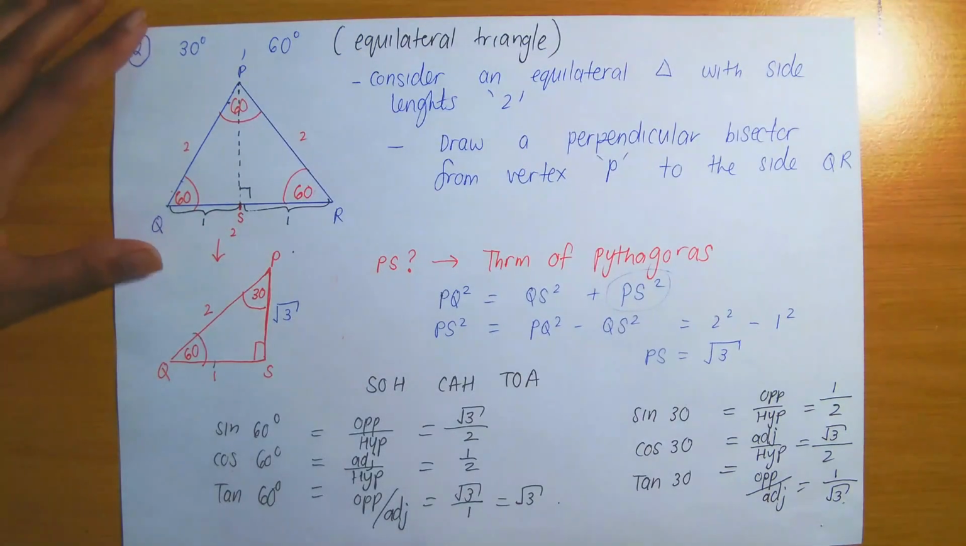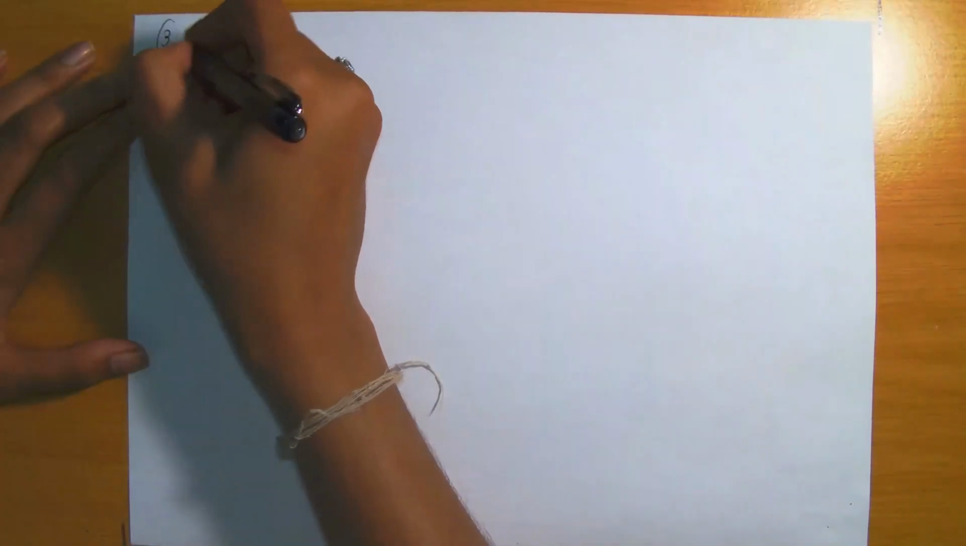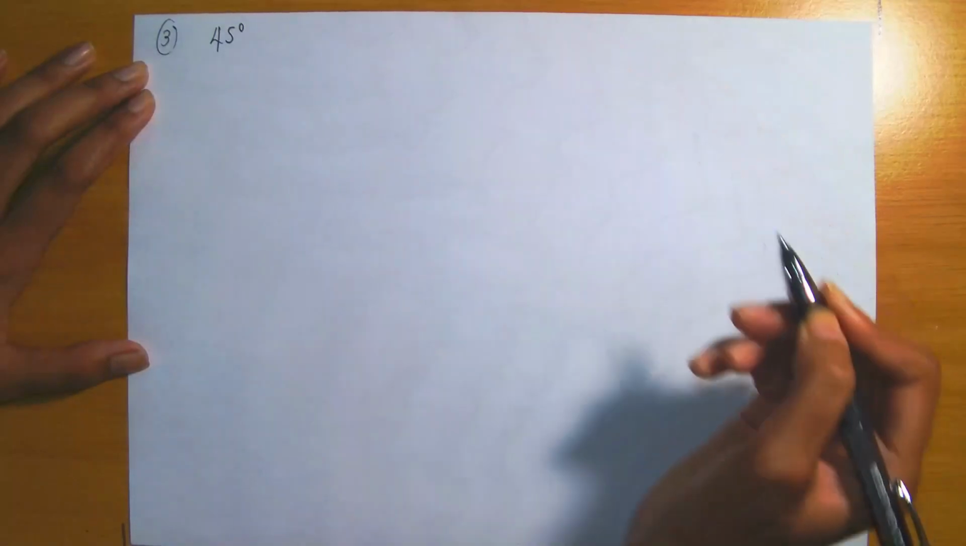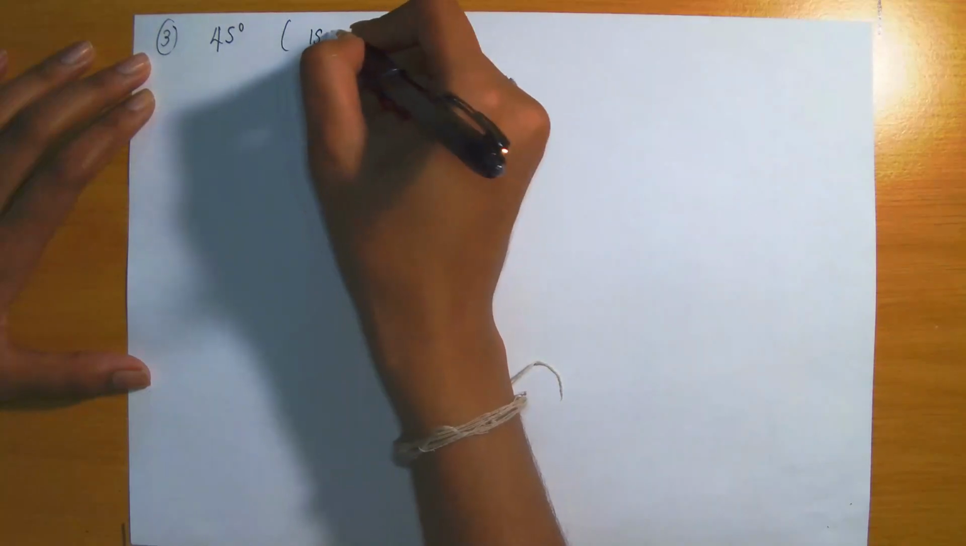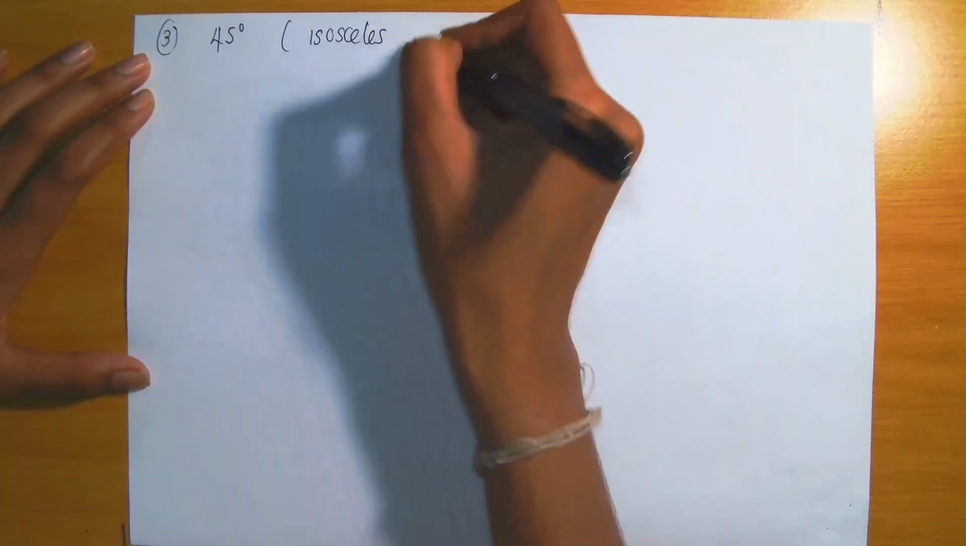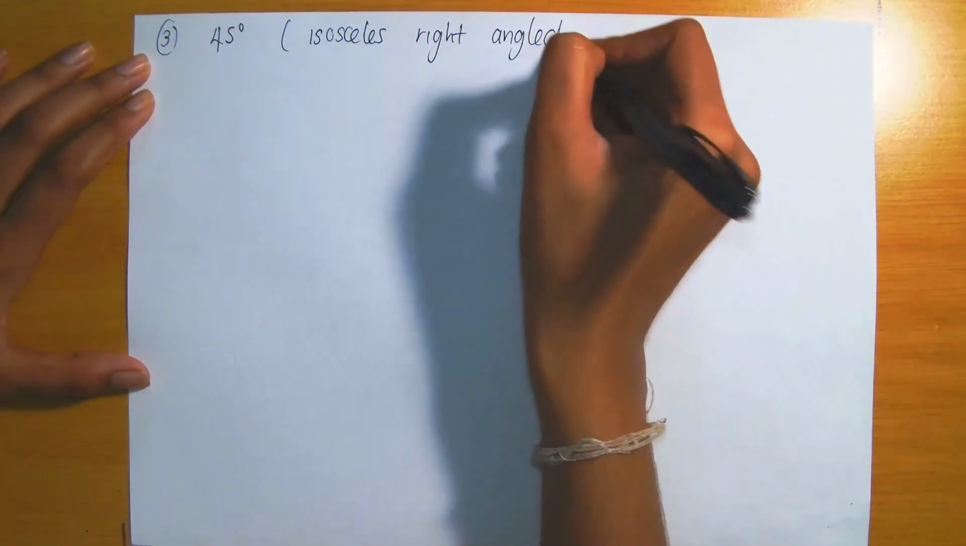Let's now finally look at 45 degrees. Alright, so write down the page. So now we're looking at our third case, 45 degrees. In the case of the 45 degrees, we are actually going to look at an isosceles, right-angled triangle.